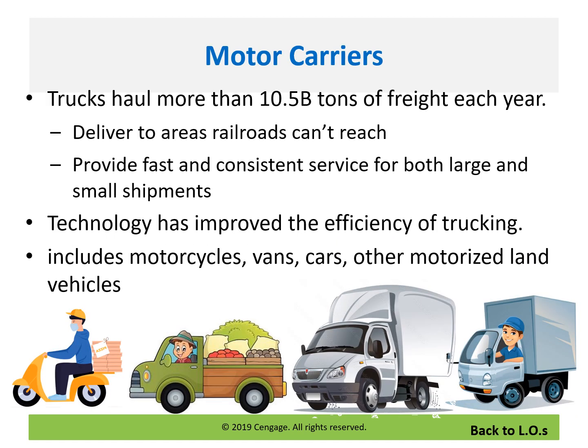Motor carriers include trucks, which haul more than 10.5 billion tons of freight each year. They deliver to areas railroads cannot reach. They provide fast and consistent service for both large and small shipments. Technology has improved the efficiency of trucking. This also includes motorcycles, vans, cars, and other motorized land vehicles. The goods most often handled by motor carriers include clothing, furniture, fixtures, lumber, plastics, food, and also machinery.